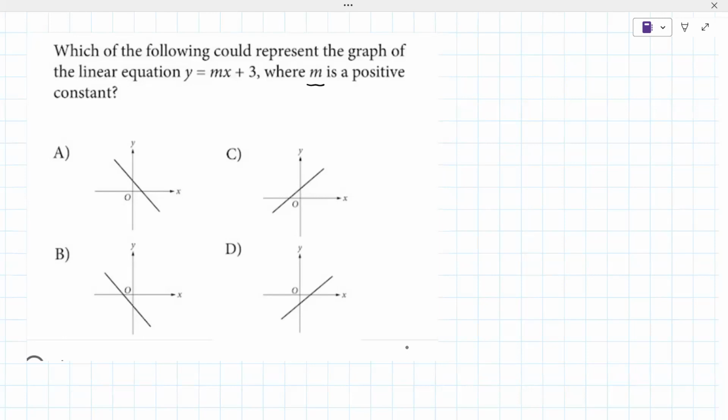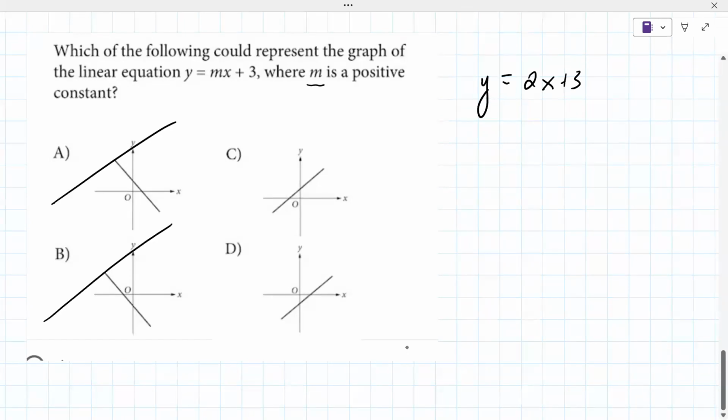What does that tell you about the graph? Positive slope? Yes, that's exactly right. Let's just say it's 2. So that means we can cross out A and B. That's important when you're taking these tests, that you be able to eliminate some of the answers.